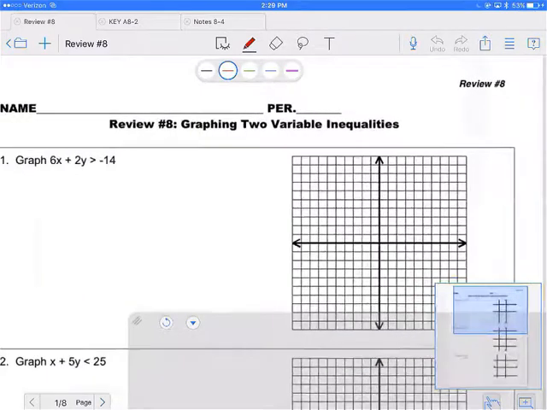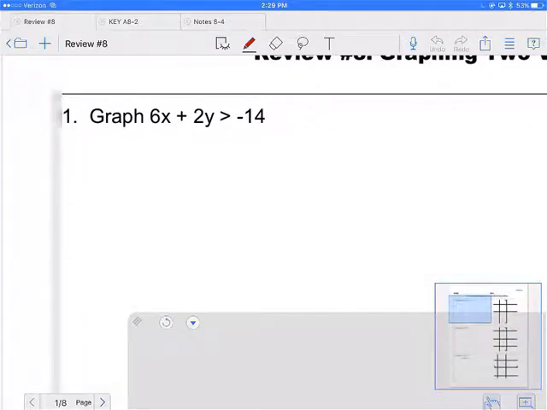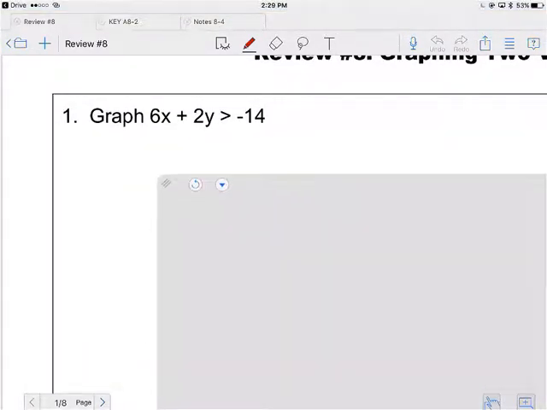Okay, this video is for review 8 over graphing two variable inequalities. Problem 1 asks us to graph 6x plus 2y is greater than negative 14. Before I can graph, I need to solve for y.